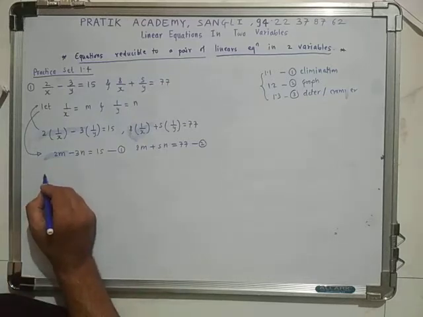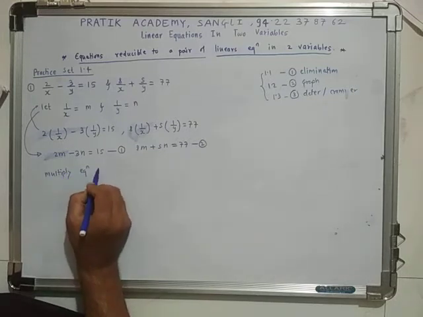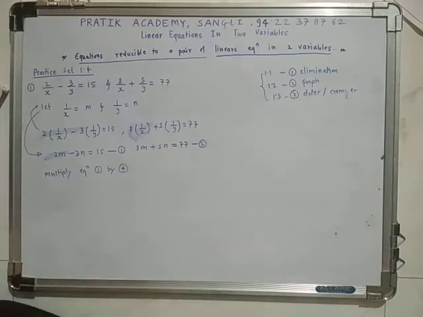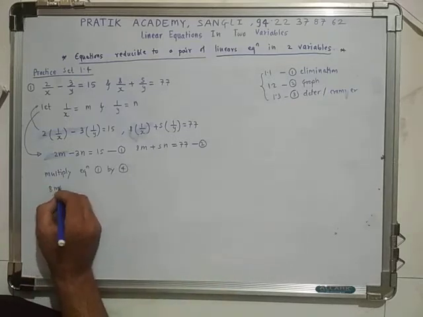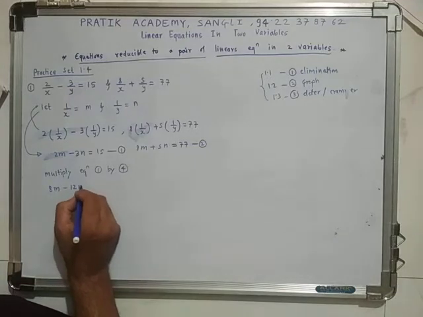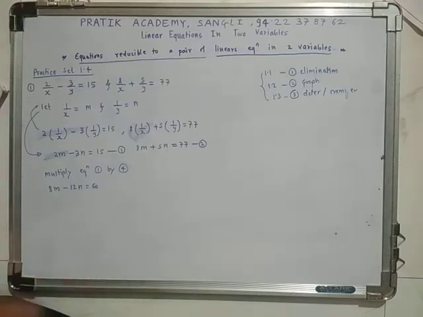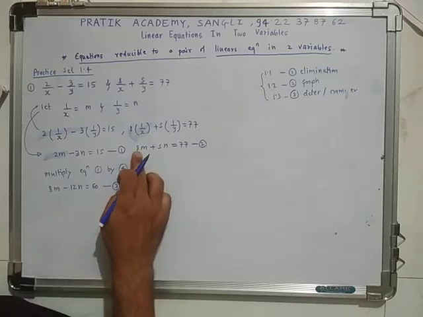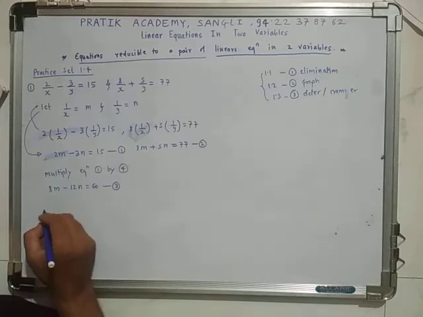For that purpose we have to multiply equation 1 by 4, and what will happen here? 8m minus 12n is equal to 15 into 4, that is 60. Then call this equation 3. Then here the coefficients are equal and the signs are same, so we will go with subtraction.